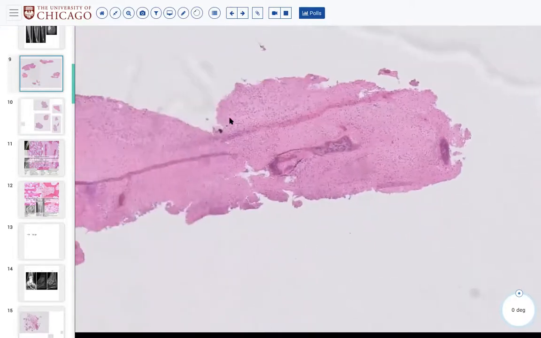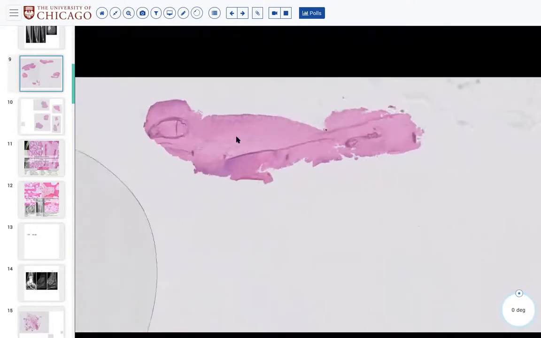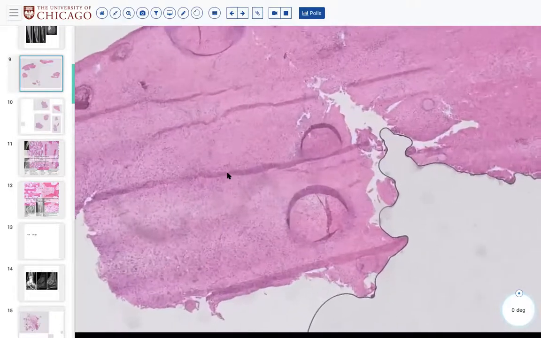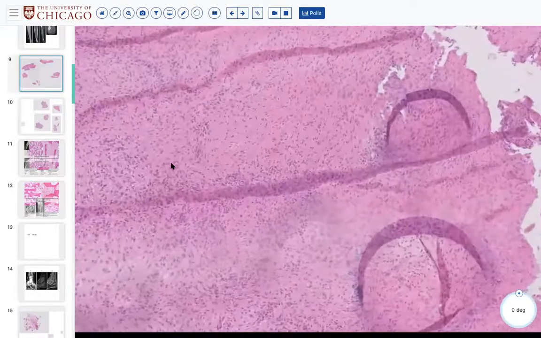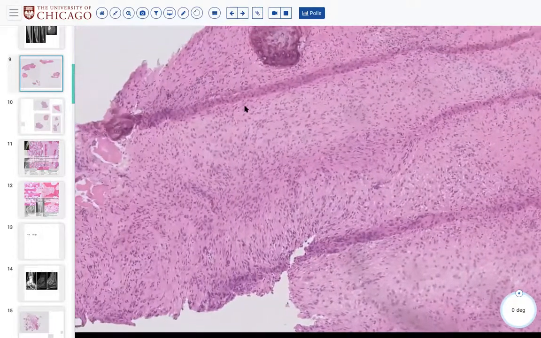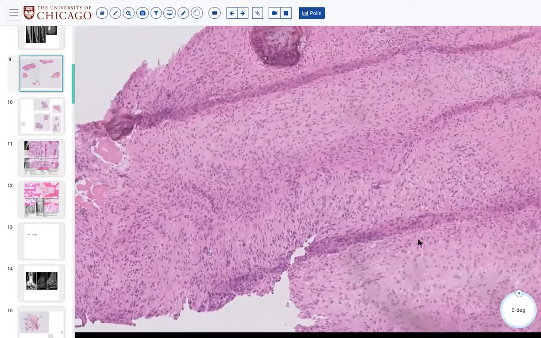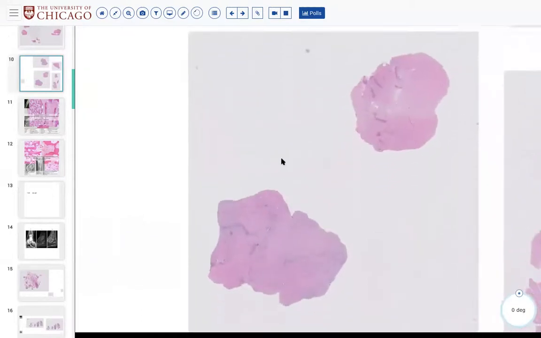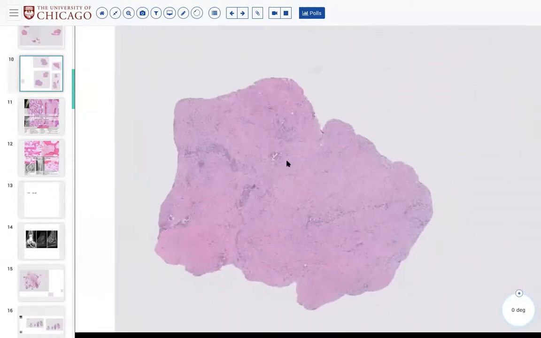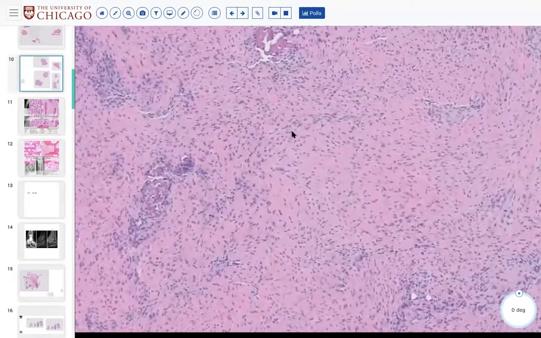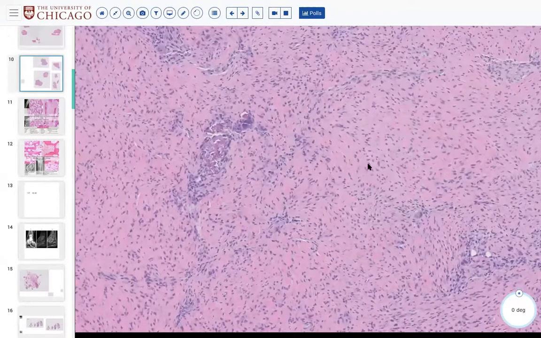At least on the frozen section, do you want to vote benign, malignant, or don't know? Benign. We have one vote for benign. All right, so here's the permanent section. Another vote for benign. Excellent. So yeah, this was called benign on frozen. And here are the confirmatory permanent sections.